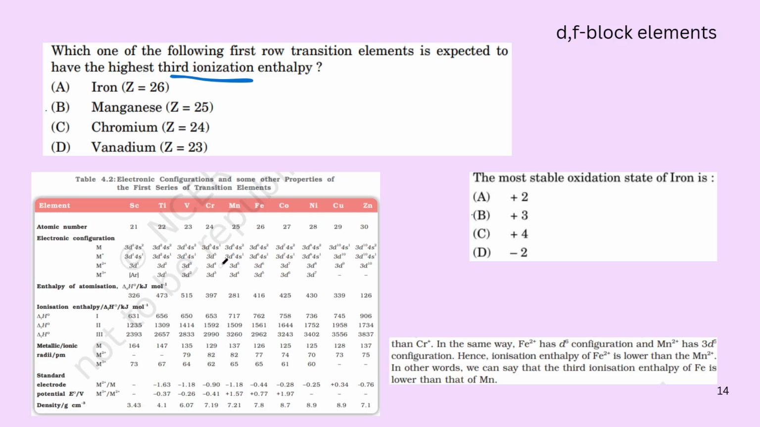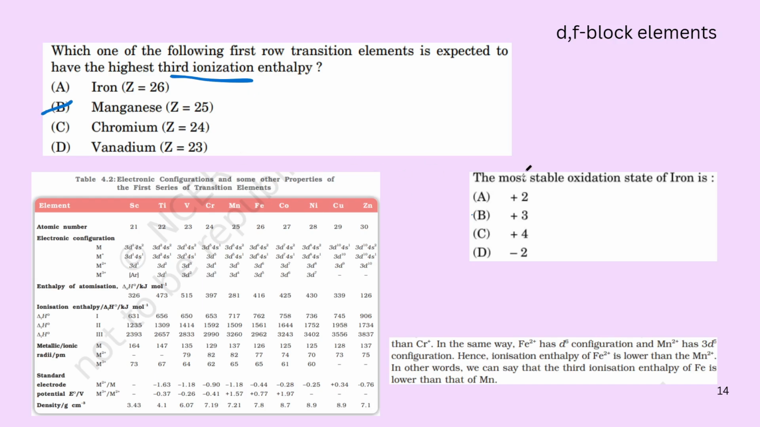If you notice the others, for example, you have chromium, which is 3d4, that's fine. Iron, 3d6, it'll actually prefer if it got rid of that electron. And then you have vanadium, which is right here, which is 3d3, doesn't quite care. Because of the half-filled d orbital, you have the high third ionization enthalpy.